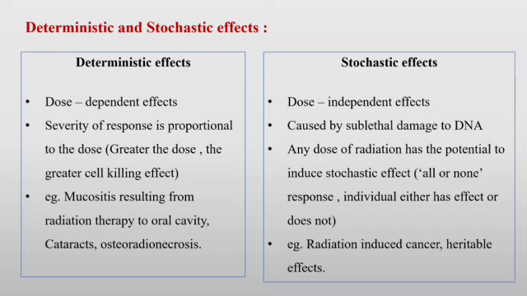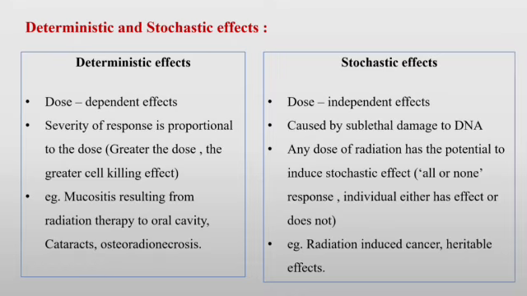Deterministic effects are seen when the radiation exposure to an organ or tissue exceeds a particular threshold level. At a dose below the threshold level, the effect does not occur. Therefore, these deterministic effects are dose dependent. So, severity of response is proportional to the dose. The greater the dose, the greater the cell killing effect. Examples include xerostomia, mucositis resulting from radiation therapy, osteoradionecrosis, cataract formation, and decreased fetal development.